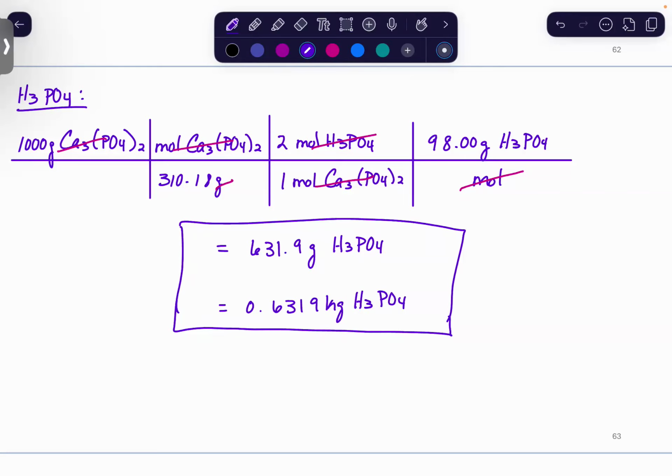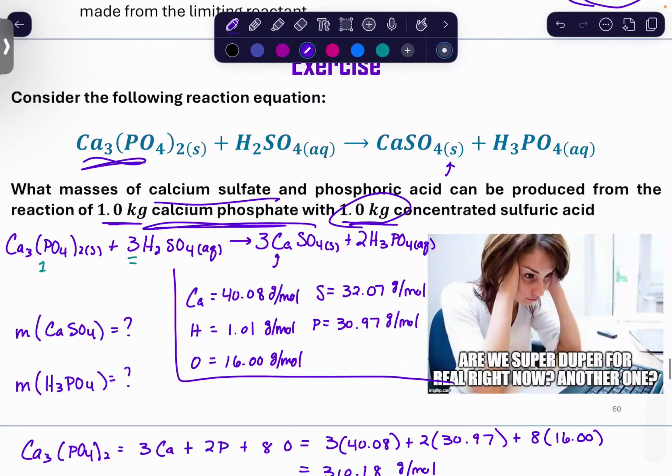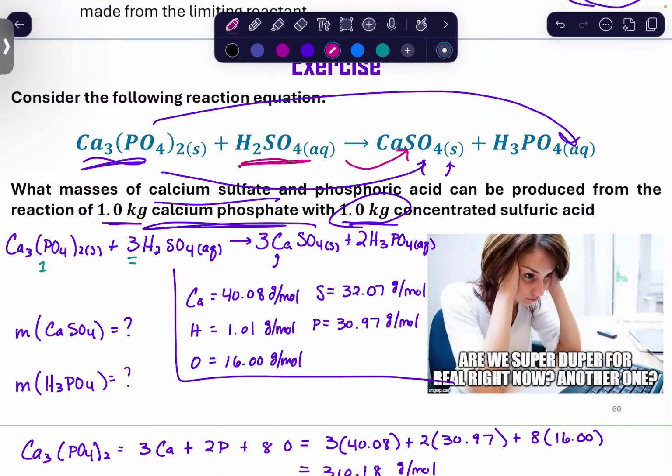And so, like I said, I compared the reactants first to find out which one was limiting that way. That's one way to do it. I don't necessarily have to. I could just take, for example, the calcium phosphate and calculate both of these. And then I could take the sulfuric acid and calculate both of these.